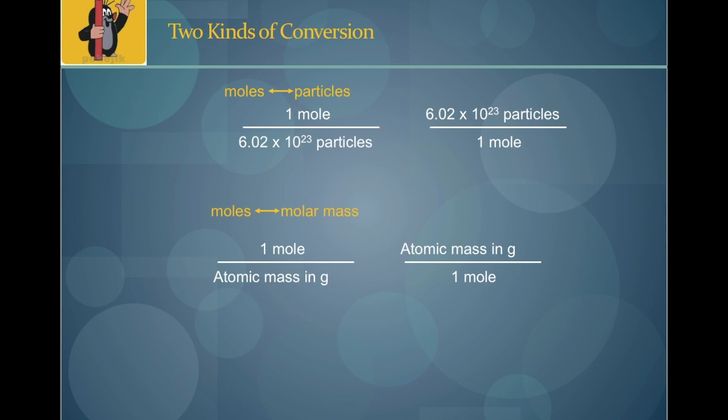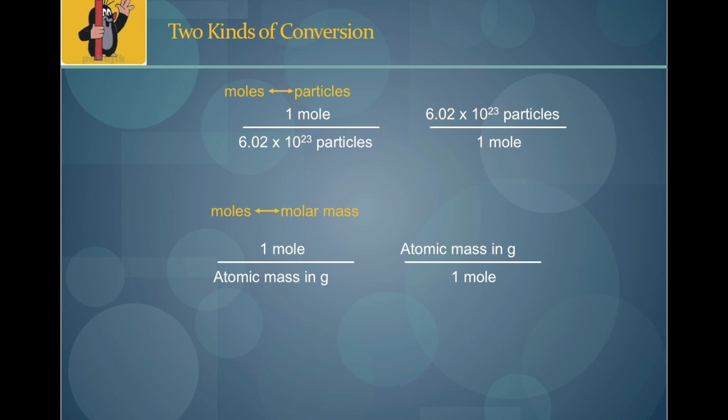Okay, and I just want to emphasize here something that I alluded to earlier in this presentation, is that we can do 2 different kinds of conversions with moles. We can take moles and convert to particles to find out how many particles we have, and we use Avogadro's number for that, so 6.02 times 10 to the 23rd particles per mole. And we can also convert between moles and molar mass. And for this conversion, we use the atomic mass, or we can also use the formula mass of a compound.